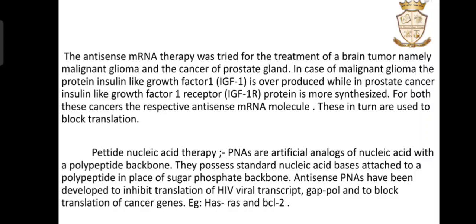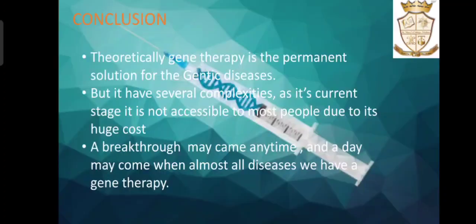Peptide nucleic acid therapy. PNAs, that is peptide nucleic acids, are artificial analogs of nucleic acid with a polypeptide backbone. They possess standard nucleic acid bases attached to a polypeptide in place of the sugar-phosphate backbone. PNAs have been developed to inhibit translation of the HIV viral transcripts gag and pol, and to block translation of cancer genes, for example Ha-ras and BCL2.